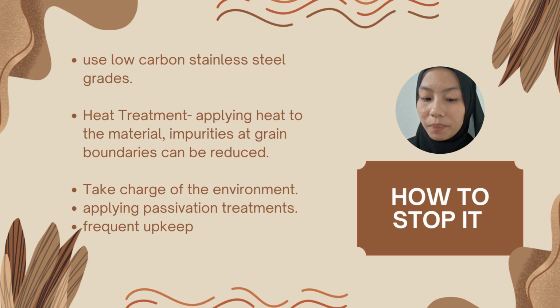Lastly is frequent upkeep. Use a routine maintenance and inspection procedure to find any corrosion early on. Timely inspection and upkeep can help prevent the advance of intergranular corrosion and increase the reliability of mechanical parts. Businesses can successfully reduce the risks related to intergranular corrosion and extend the duration and dependability of metal structures and components by following these preventive measures.